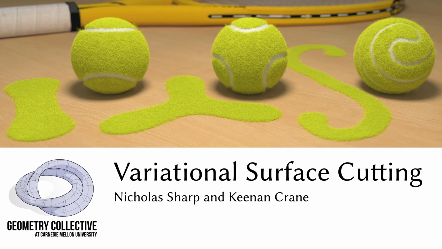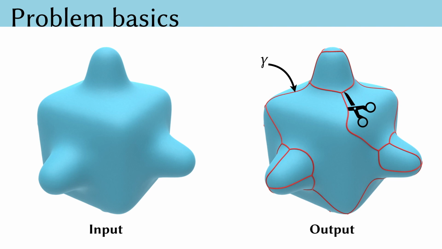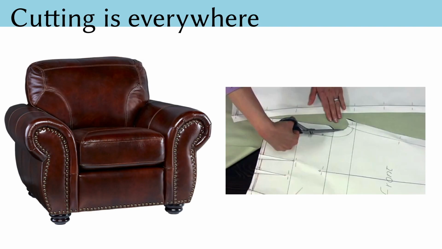This is Variational Surface Cutting by Nick Sharp and Keenan. Today, we'll talk about low distortion surface cutting. And by surface cutting, I mean given a surface as on the left, we wish to compute a cut network gamma as shown on the right in red. And furthermore, we want the surface to be easy to flatten out after being cut.